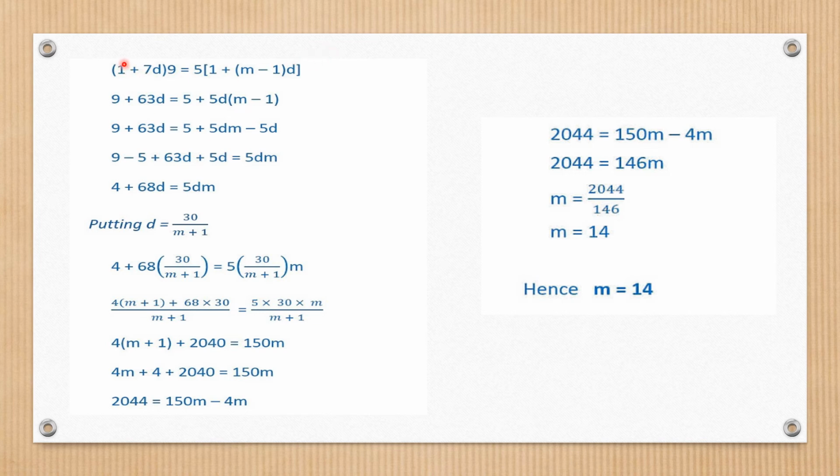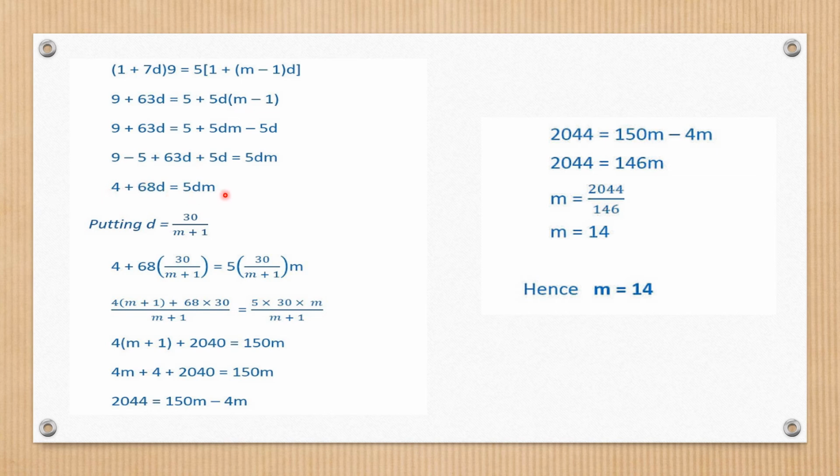So now cross multiplying, we will get the value as 9 plus 63d is equal to 5 plus 5dm minus 5d. Bring everything together so that we get the condition, constants towards one side. We get 68d plus 5dm, and this is plus 4.